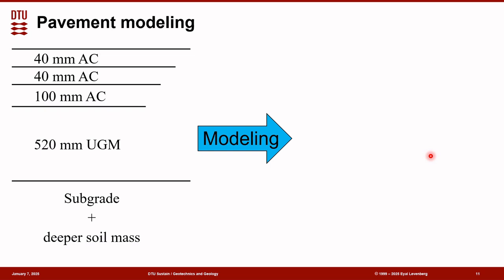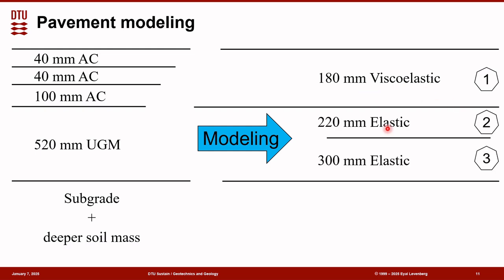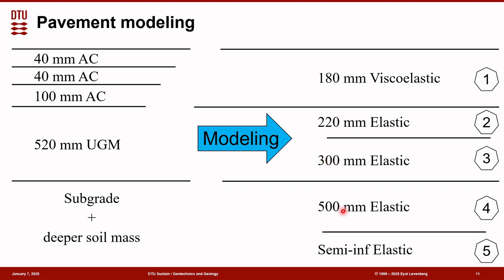In terms of modeling, we take the actual pavement system and then we model the top layer, combining all asphalt lifts into one layer that is 18 centimeters thick. This layer is considered linear viscoelastic. The unbound granular material layer is split into two. One is the top part with 22 centimeters and the bottom part with 30 centimeters thickness. And then the subgrade and deeper soil mass is split into the top half a meter and then the rest is semi-infinite.